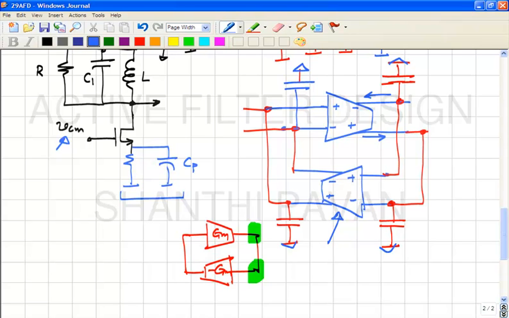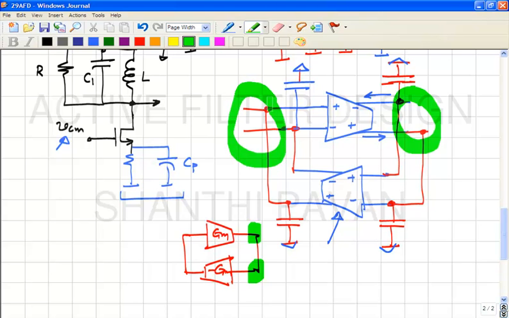Now when we put two of them together, how many common mode feedback loops are there? There are two common mode feedback loops. One loop is trying hard to maintain the common mode voltage here equal to VCM ref. Another common mode feedback loop is holding the common mode there at VCM ref.